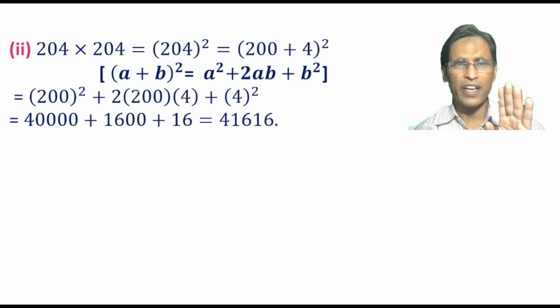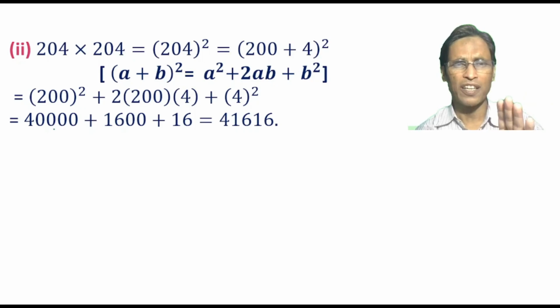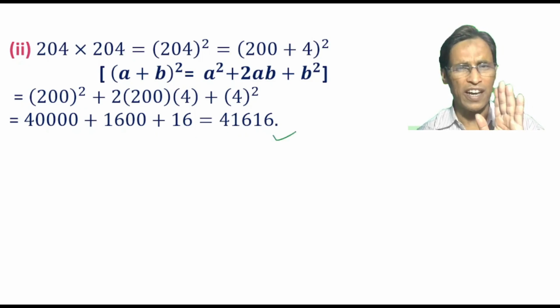So now a और b properly रिप्लेस करते हैं अगर 200 और 4 से, then we get here 200 to the whole square plus 2ab means 2 into 200 into 4 and then last 4 square. After this we get 200 square means 40,000 and 2 into 200 into 4 gives 1600. Again 4 square gives 16 and this result comes 41,616. This is the answer.